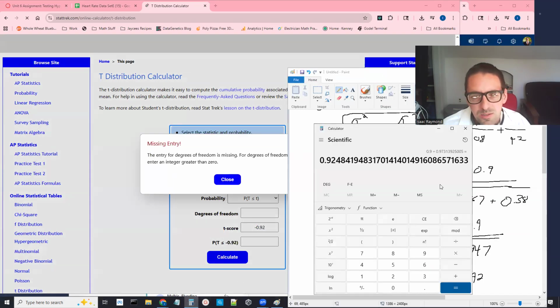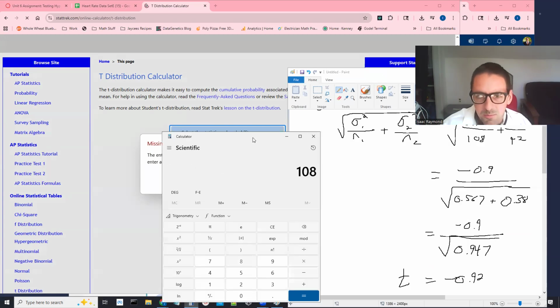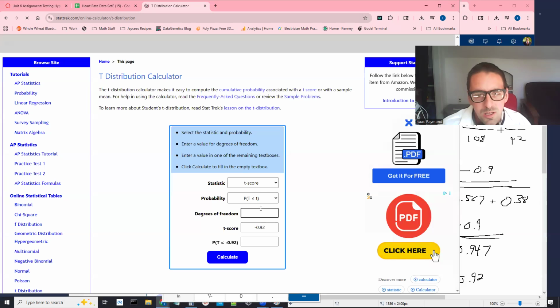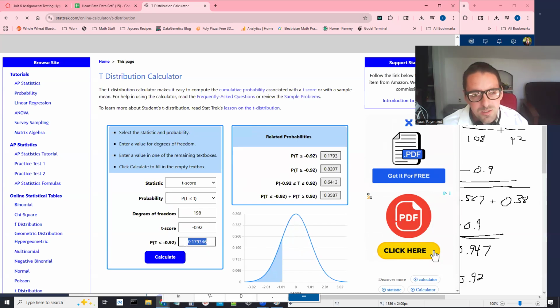Add the two sample sizes. We had 108 for the males, 92 for the females. That's 200. And then subtract 2 because there were two parameters that we used. And then if you hit calculate, it should give you a p-value. There it is, 0.179. So that's the big thing that we talked about before. That's the thing we want.